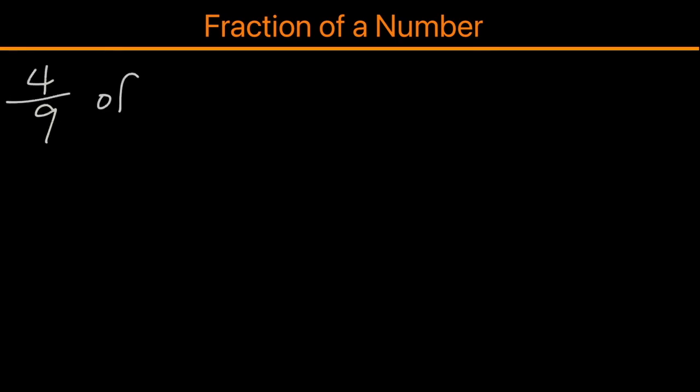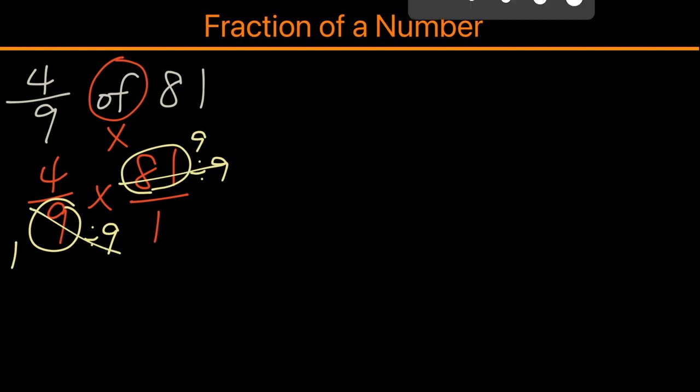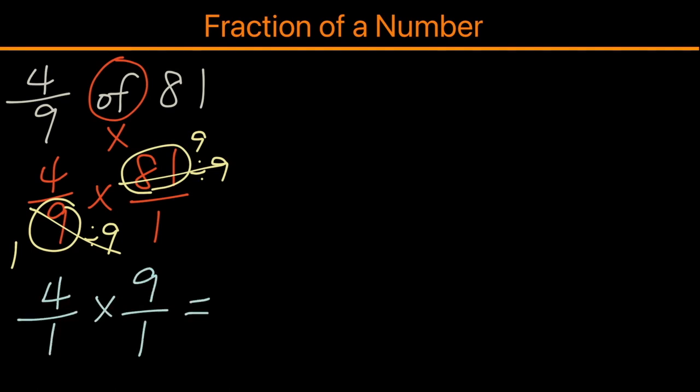Now what about this one? Using the same process, changing of to multiply, 4 over 9 times 81 over 1. Now by looking at this, we can see that we could simplify before we multiply. So here, 81 and 9 are both divisible by 9, and therefore this becomes 9 and this becomes 1. If we rewrite this, it would be 4 over 1 times 9 over 1. And 4 times 9 is 36 over 1, which is 36.